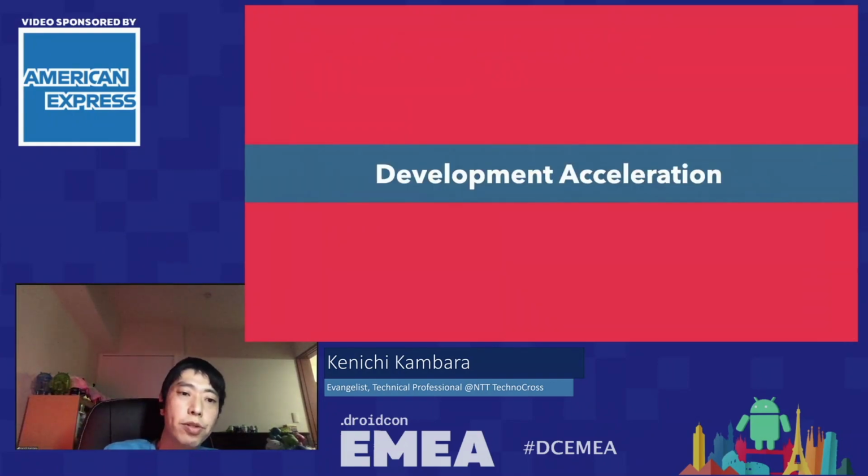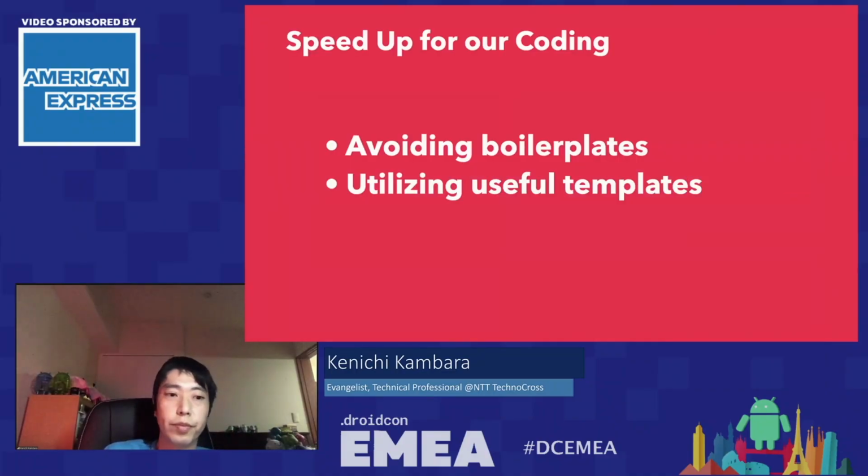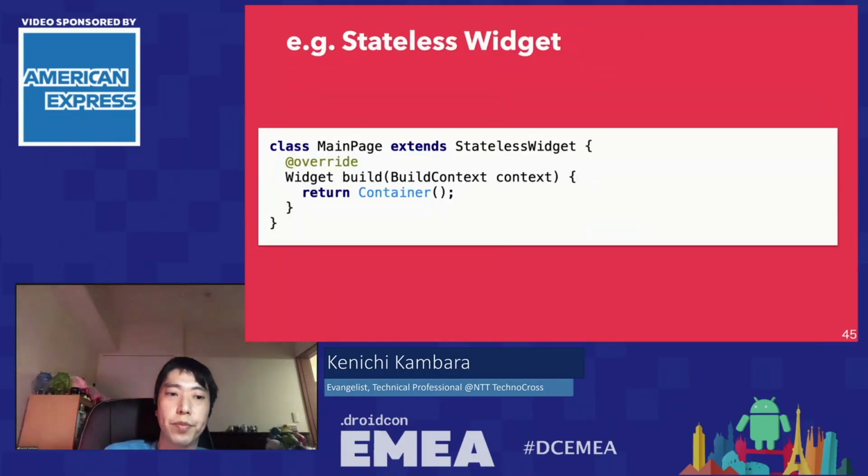Okay, let's move on to the final topic, development acceleration. Here are some tips for accelerating our development. First tip is avoiding boilerplate. Our second tip is utilizing useful templates. Here is a sample code. To create a stateless widget, we must write this code. It's not long, but it requires 5 lines.